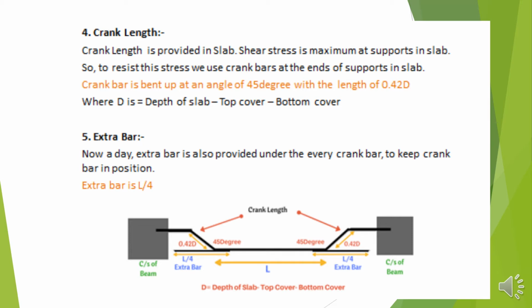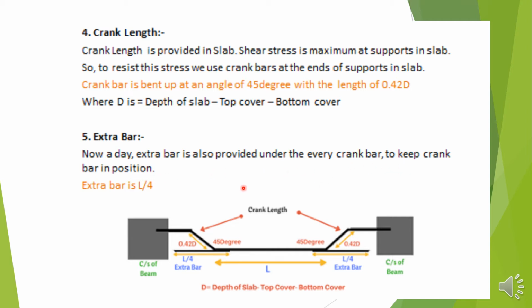Crank length. Crank length is provided in slab. Shear stress is maximum at supports in slab. To resist this stress, we use crank bars at the end of the supports in slab. Crank bar is bent up at an angle of 45 degree. Here I show how it is 45 degree with a length of 42 dia. This is the 42 dia, where D is the depth of the slab minus top cover minus bottom cover.